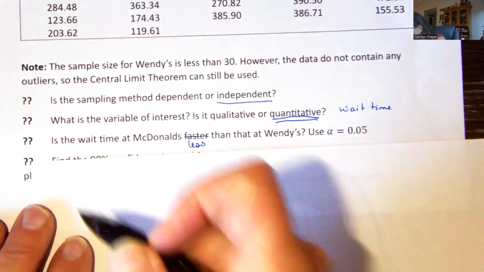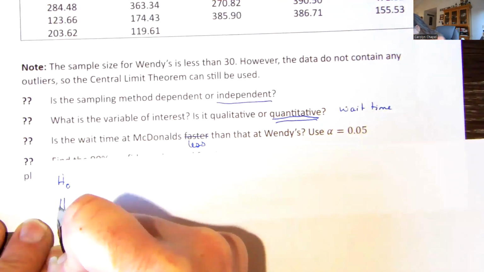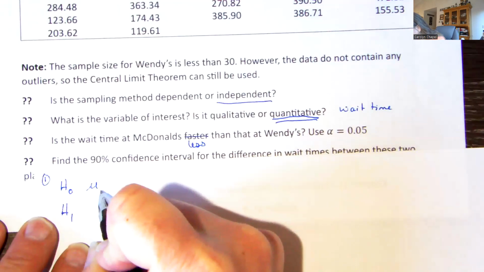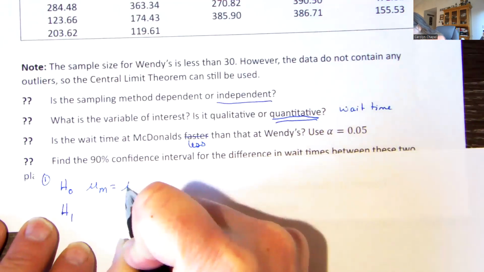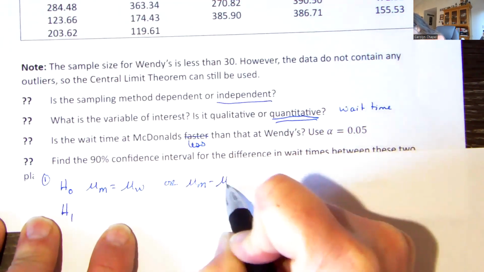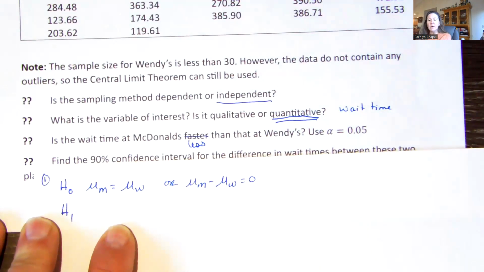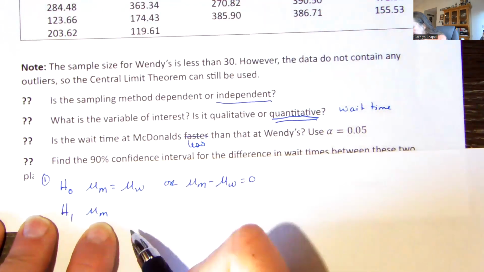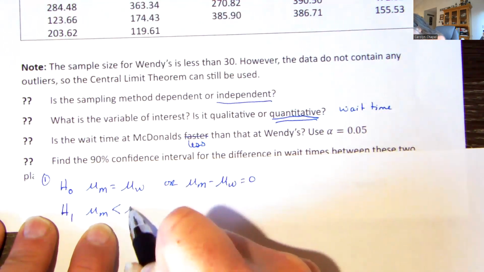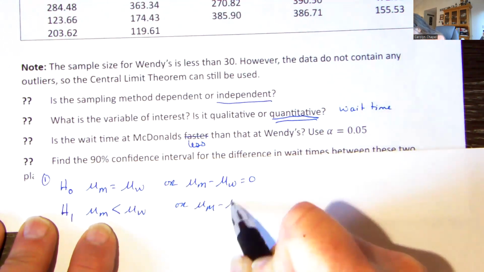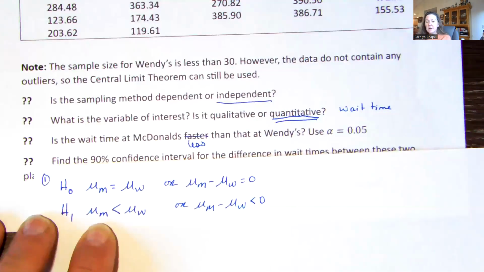So we have to write our hypothesis. Step number 1 is to write those hypotheses. And I'm going to say our mean of McDonald's starting is equal to the mean of Wendy's, or you could write it. And I did put M's and W's instead of 1s and 2s, just to help me know which way I'm subtracting. We want them to be faster, so that means our times will be less, smaller. Okay, or you would write this as less than 0, just so you kind of know.